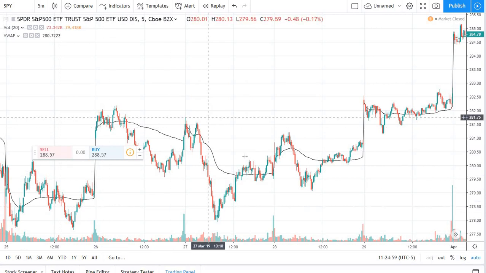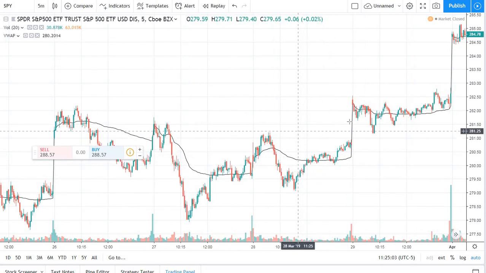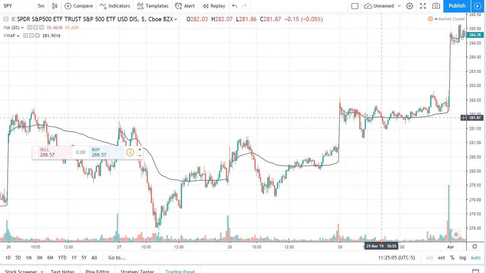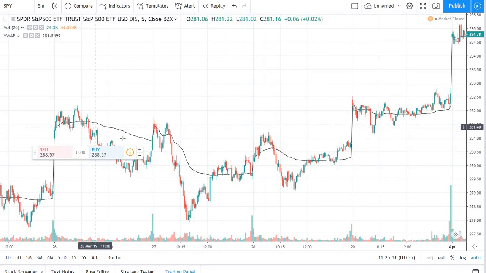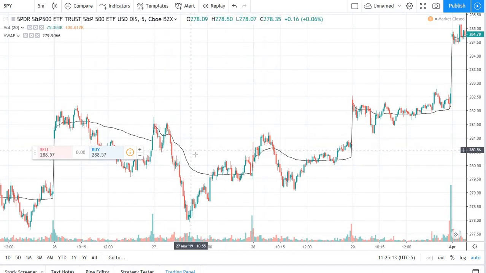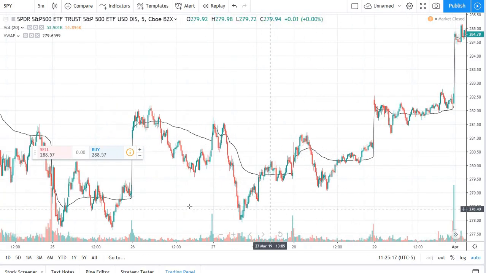Traders will generally use this as more of a moving average tool. So if it's above, bullish; if it's below, bearish, like I was saying earlier. And again, I've noticed it acts as pretty strong support and resistance, so it generally follows this pretty well for the most part.